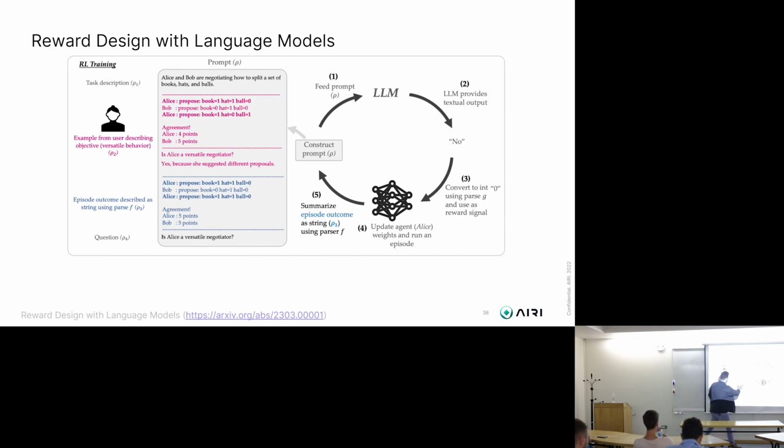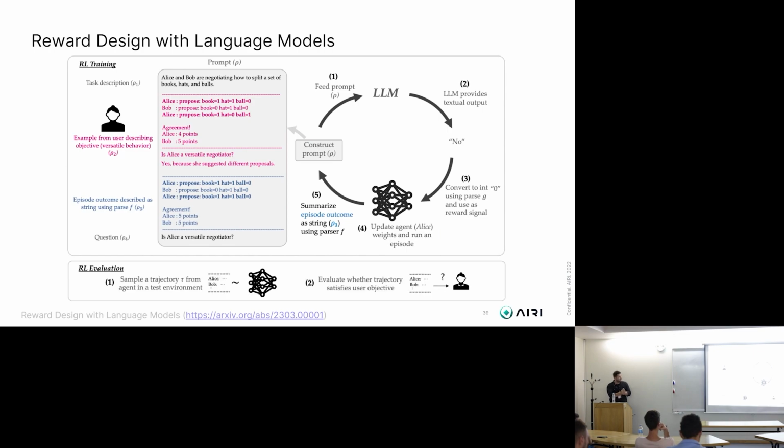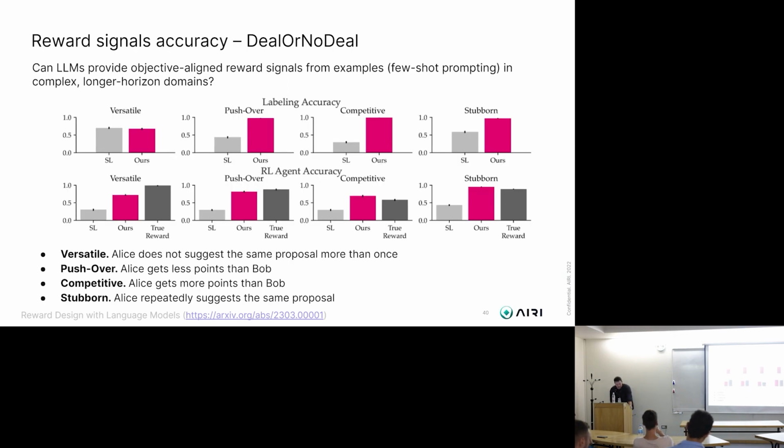Then we take this episode, put it in the prompt, add a question using some parser, and then again put it to the large language model, and do it repeatedly. But that was training. In evaluation mode, they just sample some episodes of the agent and evaluate if this agent learned the particular behavior it was desired to. And here are some results.